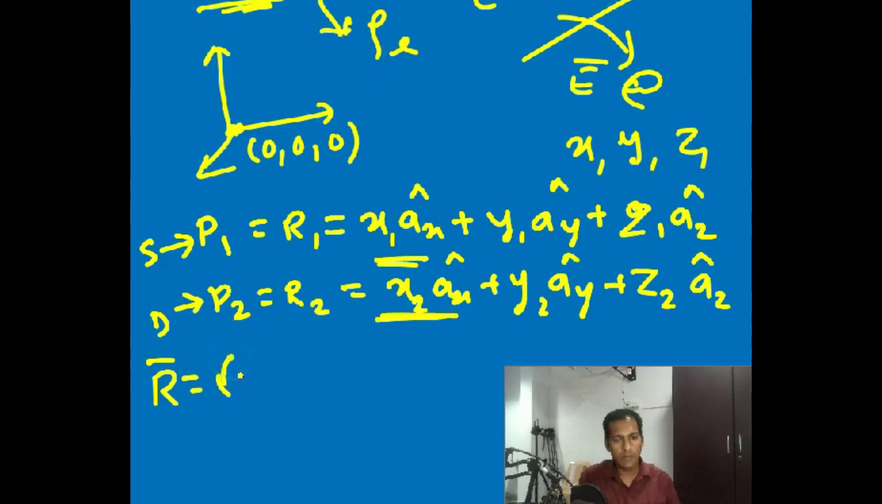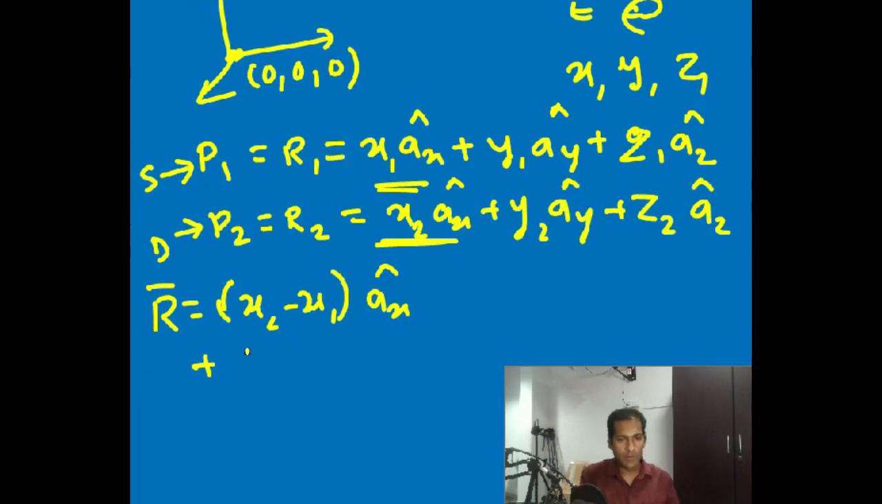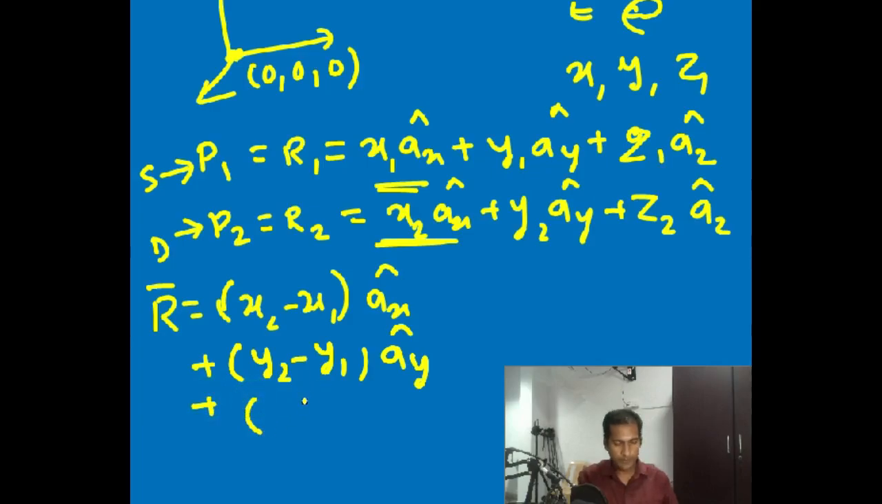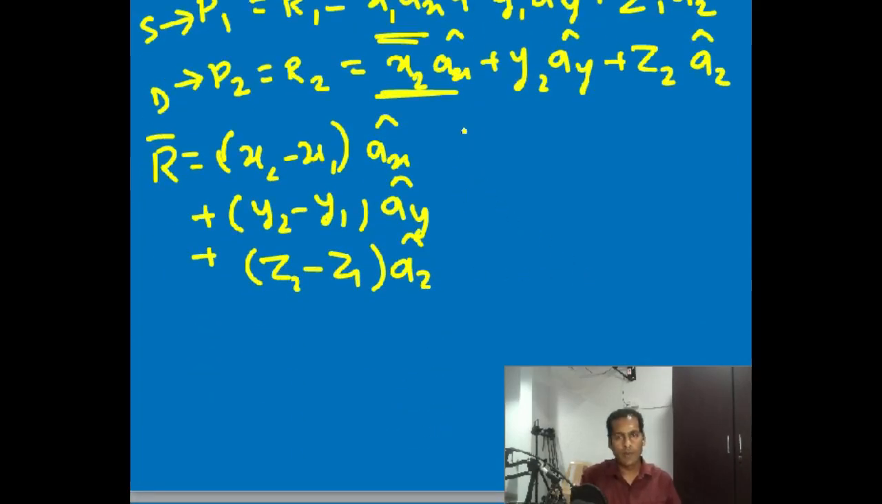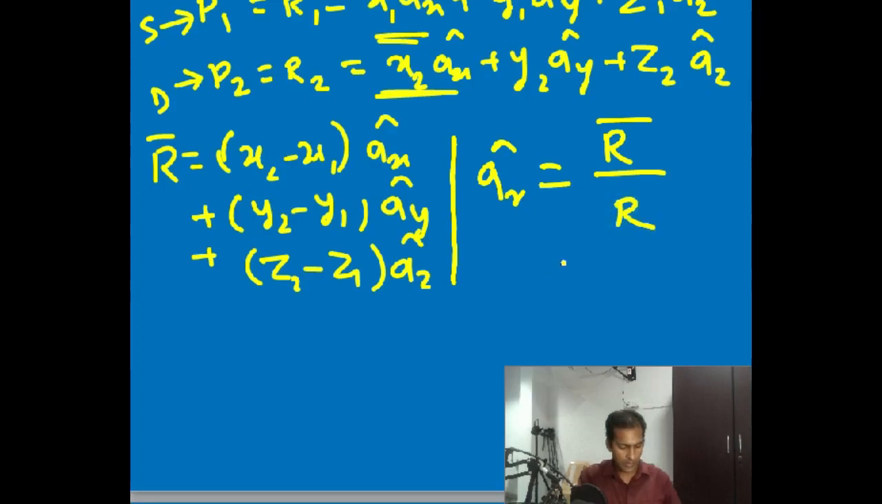So here we will get x2 minus x1 ax cap, then plus y2 minus y1 ay cap plus z2 minus z1 az cap. This is R bar. So since this is R bar, we can find out magnitude of it and AR cap. AR cap is nothing but R bar divided by R.